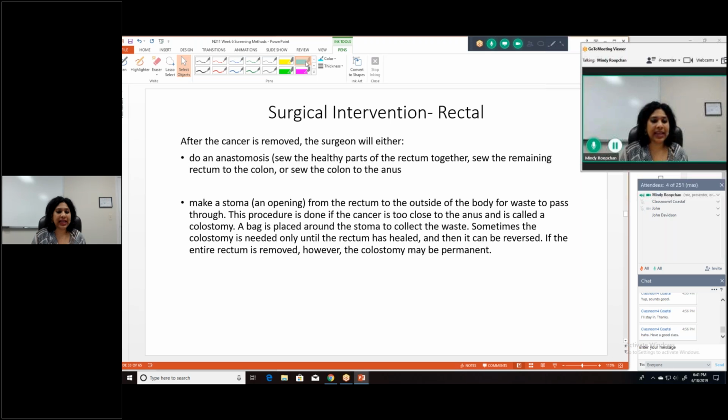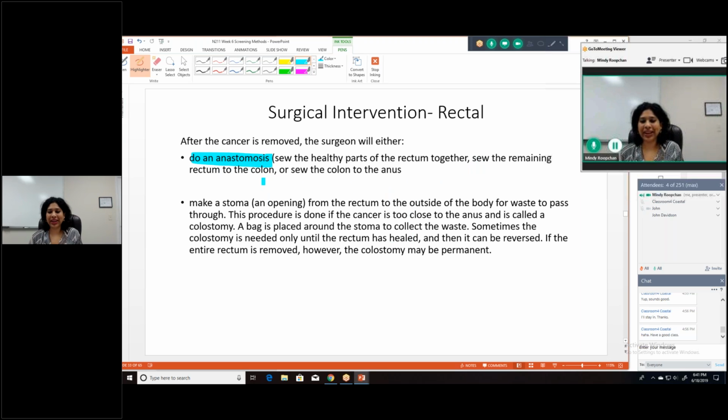So after the cancer is removed, the surgeon is going to do an anastomosis. Oh my gosh, today, just forgive me, guys. It's been a long day. Anastomosis. Okay, they sew the healthy parts of the rectum together. I did say it right one time, okay? So don't laugh at me.